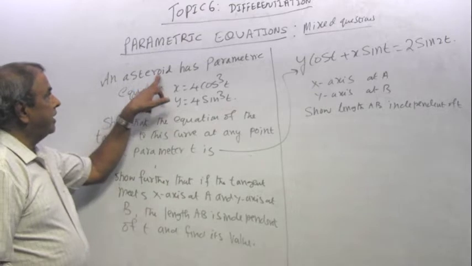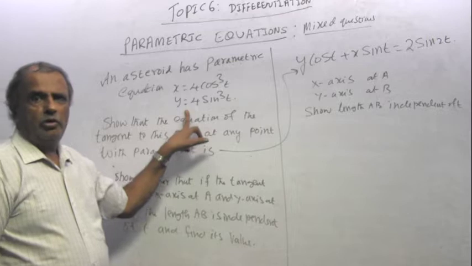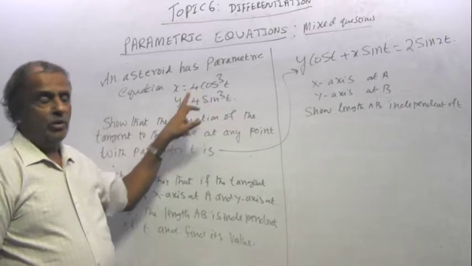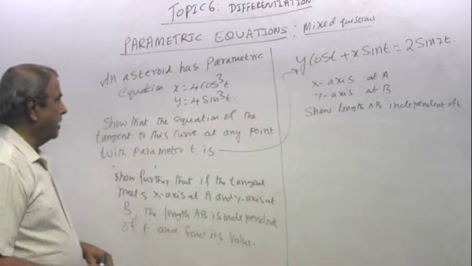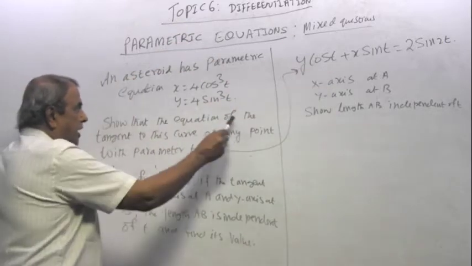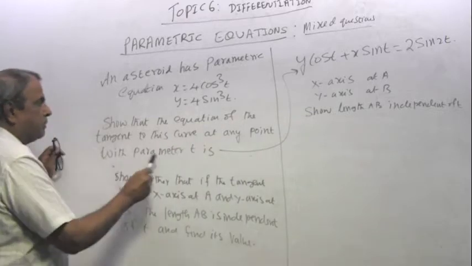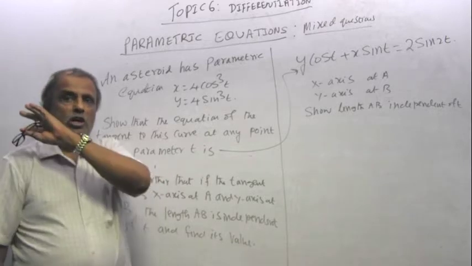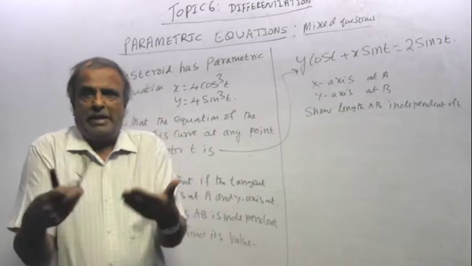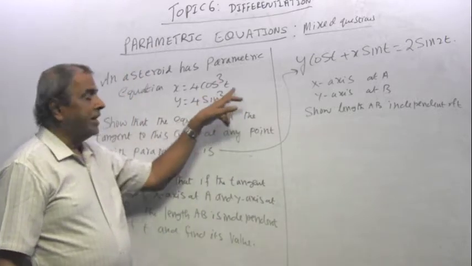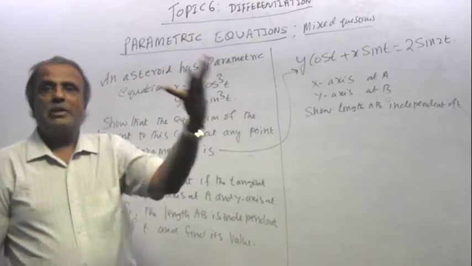An asteroid has equation x equals 4 cos cubed t, y equals 4 sin cubed t, where t is a real number. Show that the equation of the tangent to this curve at any point with parameter t. That means you do not know the value of t, so dy by dx will be in terms of t. Your x coordinate is 4 cos cubed t, your y coordinate is 4 sin cubed t. That's what the question says.